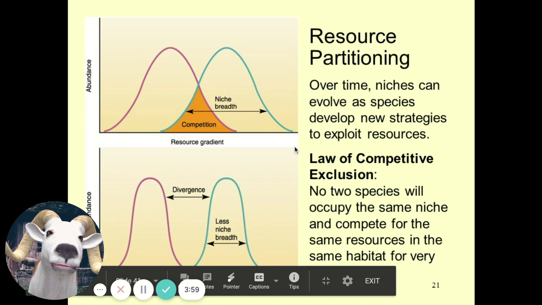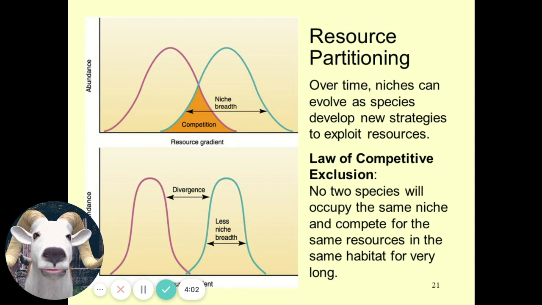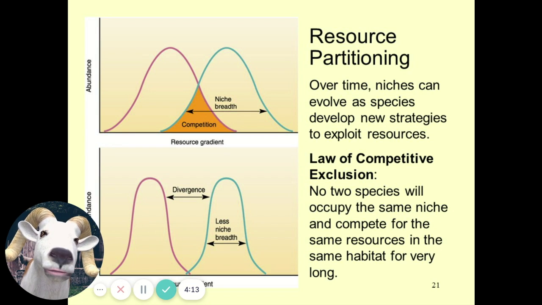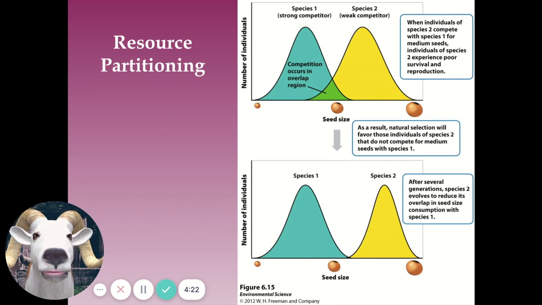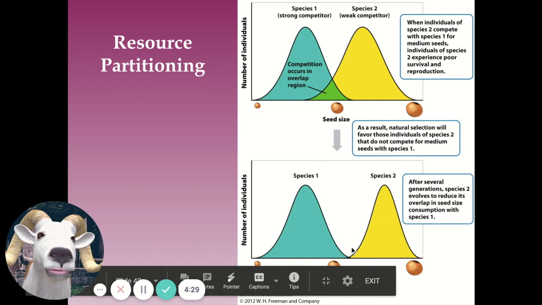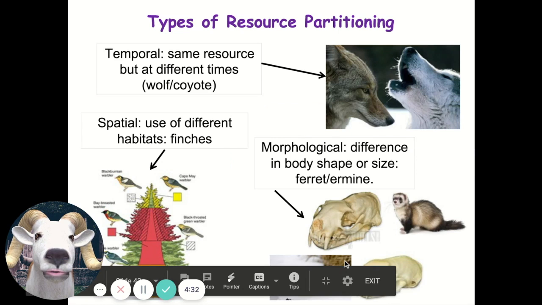And so that brings us to this idea of resource partitioning. Do species diverge over time, or tend to, where there's an area where they compete directly? And so the idea of the law of competitive exclusion: no two species are going to occupy the same niche and compete for the same resources in the same habitat for very long. Where there's overlap, over time, species are going to tend to evolve away from that competitive zone.